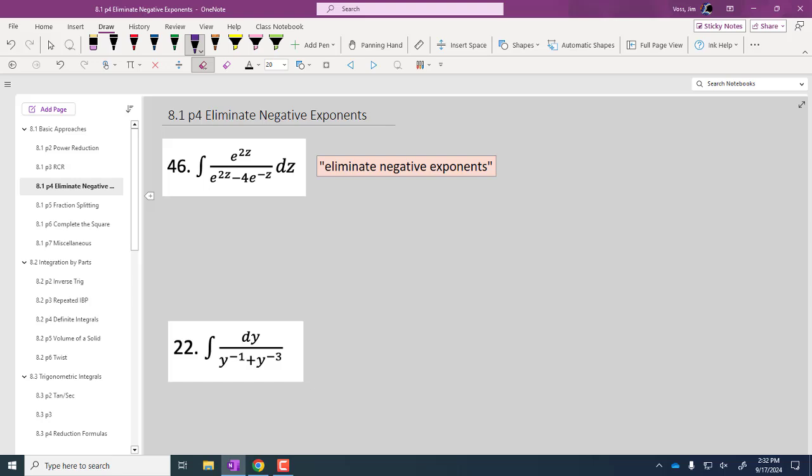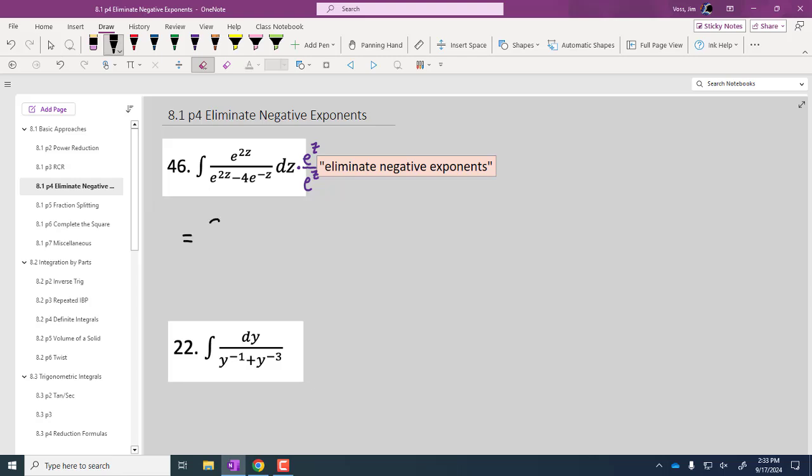Is there a way that we can get rid of those negative exponents by multiplying by 1? Multiplying by 1 is always a clever technique to rewrite something. Multiplying by 1 doesn't change the value, it just changes the way it looks. What can I multiply numerator and denominator by to get rid of that negative exponent? E to the z. So if we multiply the numerator and the denominator by e to the z, i.e. multiply by 1, e to the z over e to the z is 1.